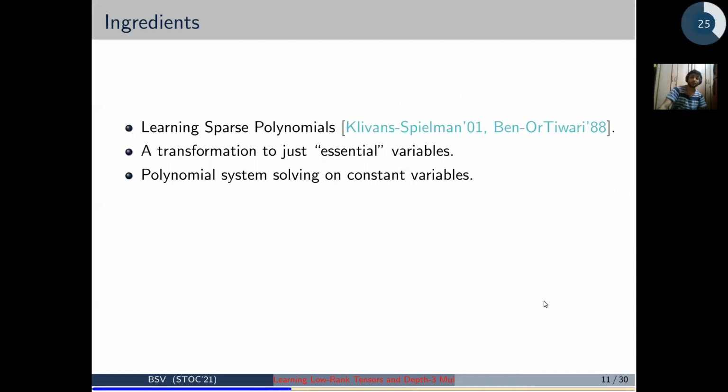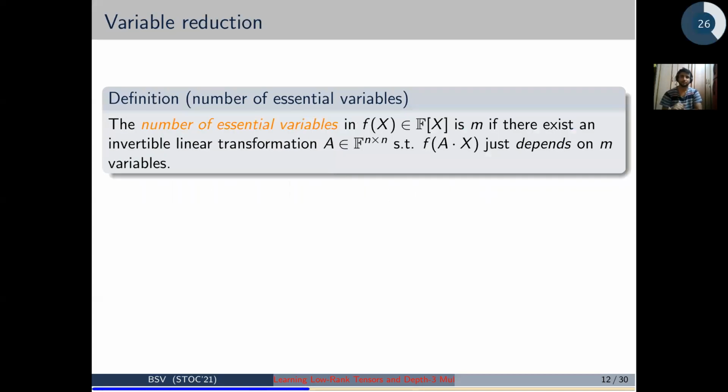The other two pieces of ingredients that we need here are the transformation of a polynomial to just essential variables, which I'll elaborate on, and solving polynomial systems on just constantly many variables. So let's first focus on this variable reduction bit. Let us first define what we mean by essential variable. If you can do an invertible linear transformation on a polynomial and reduce the variables to m, then you can say that the polynomial has at most m essential variables.